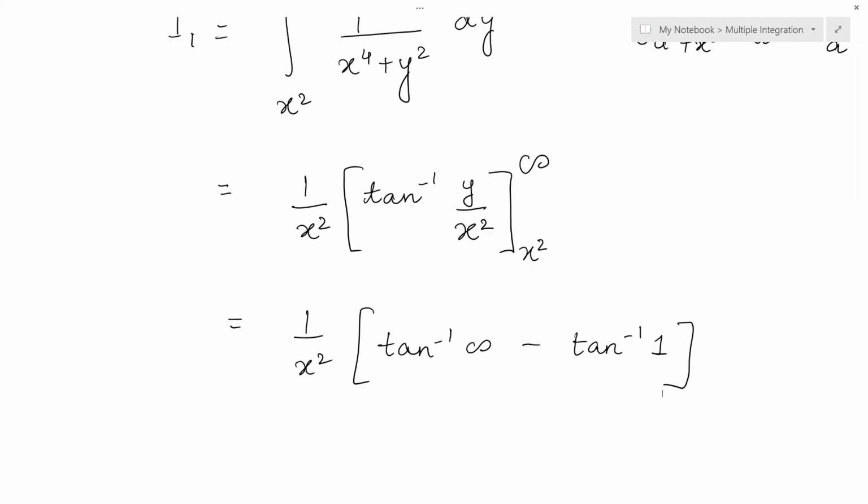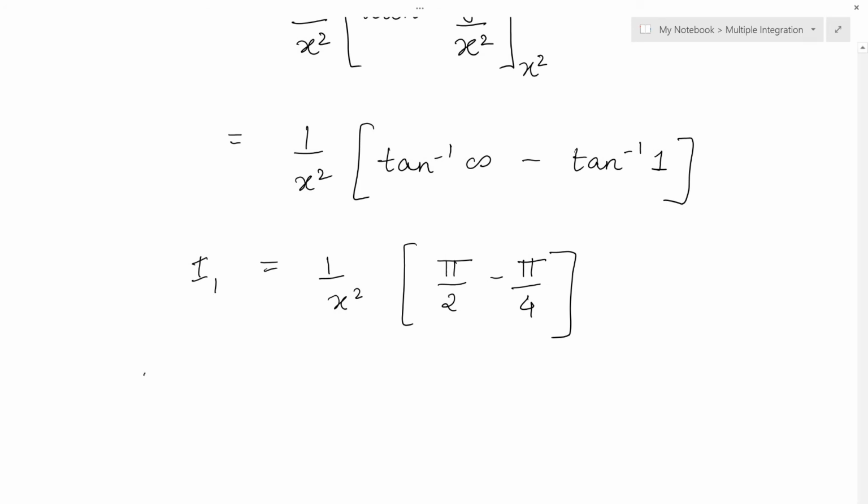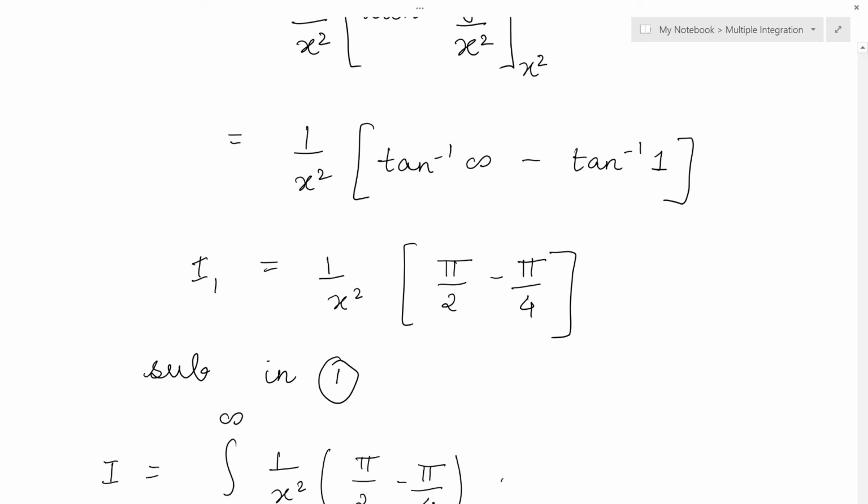So the answer will be what? 1 upon x square, pi by 2 minus pi by 4. So this is the answer for my I1, right? So now this answer of I1, I will substitute back in my equation number 1. So if I substitute back in equation number 1, I get the limits of integration as 1 to infinity, 1 upon x square, pi by 2 minus pi by 4 dx.